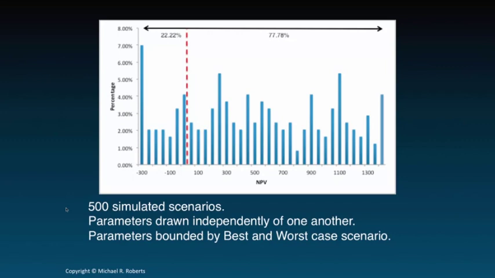I computed the NPV for all 500 draws and plotted them here in a histogram. So I have the NPV along the horizontal axis, and the y-axis is the fraction of the 500 simulated scenarios corresponding to each NPV. This red dashed line is the 0 NPV value. And what you can see up here is 77.78% of the simulations are positive NPV, 22.2% are negative NPV.